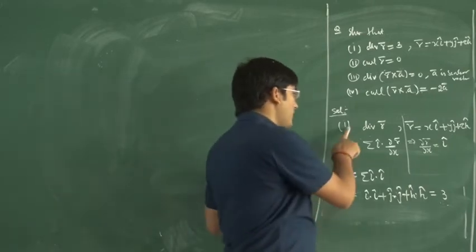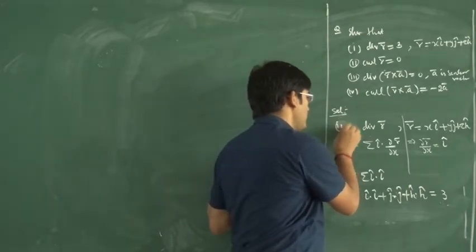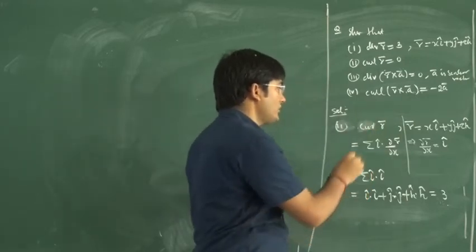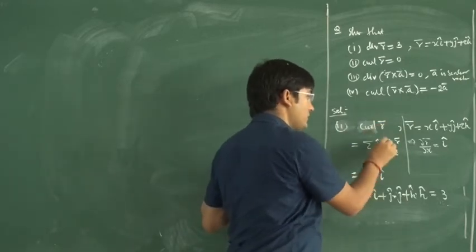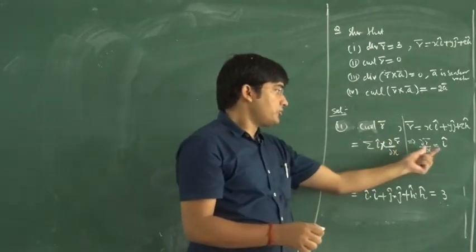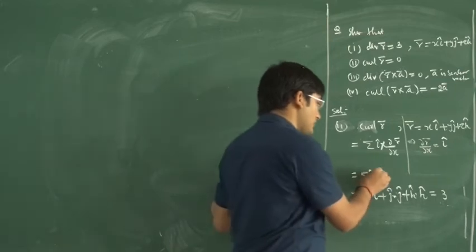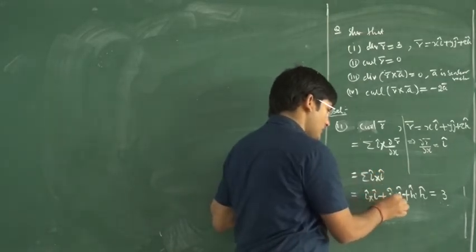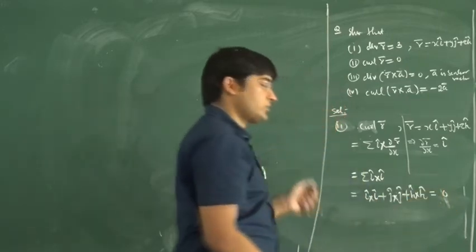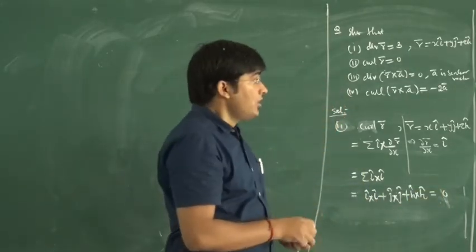And for the second part, let us find out curl of R. Now your curl of R will be equal to I cross del R upon del x. Now your del R upon del x is I, so we will have I cross I, J cross J, K cross K, and this will be equal to 0 because your I cross I is 0.